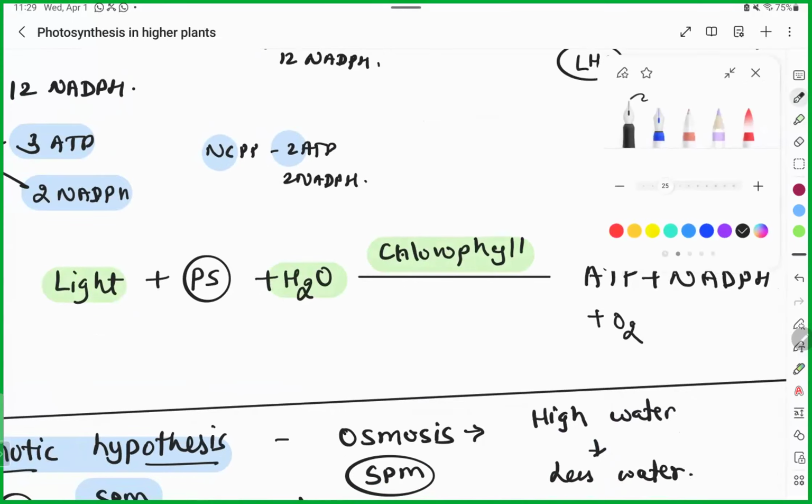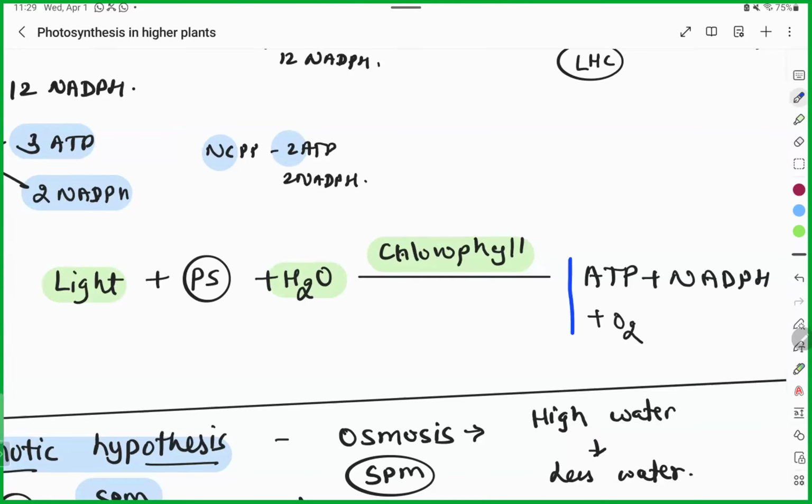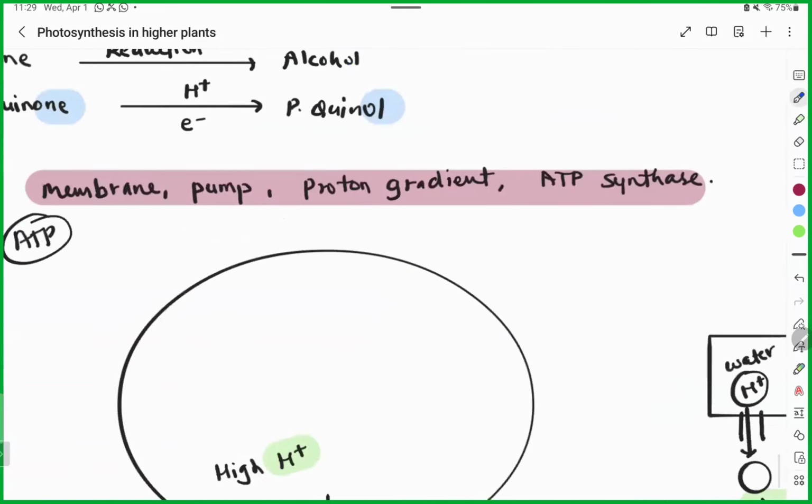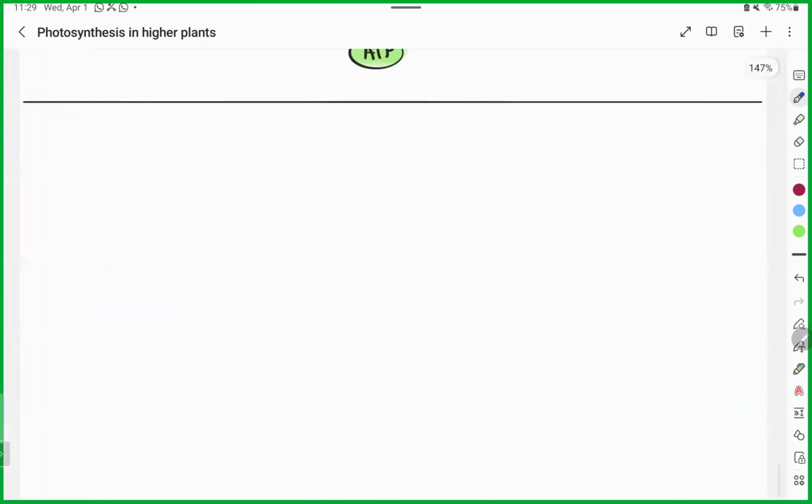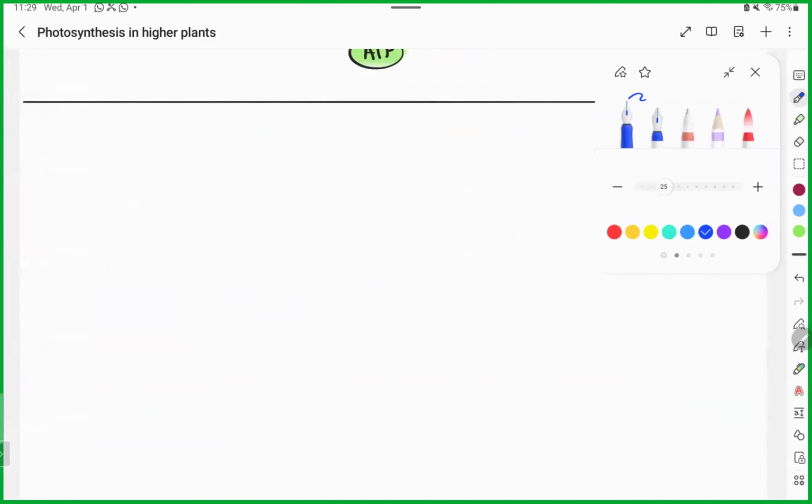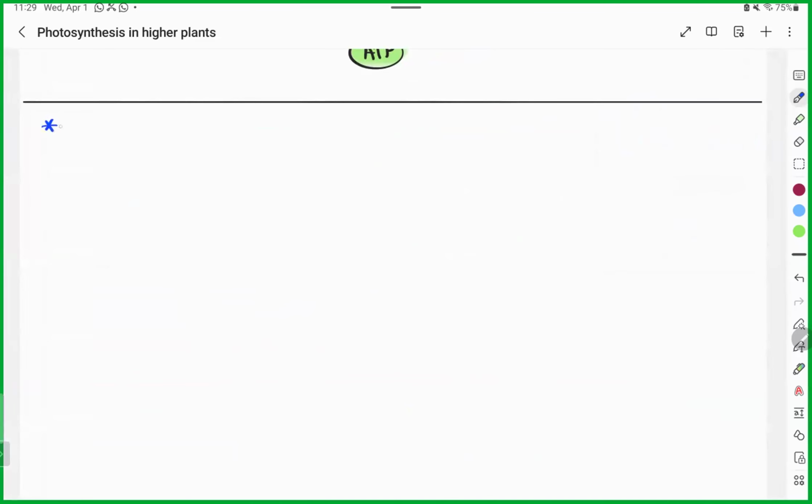If next time they ask what are the products of the light reaction, these three are the products of light reaction. Correct. During this process, because oxygen is produced, oxygen will come out. There will be utilization of the remaining ATP and NADPH. These two are utilized for food formation, food synthesis.